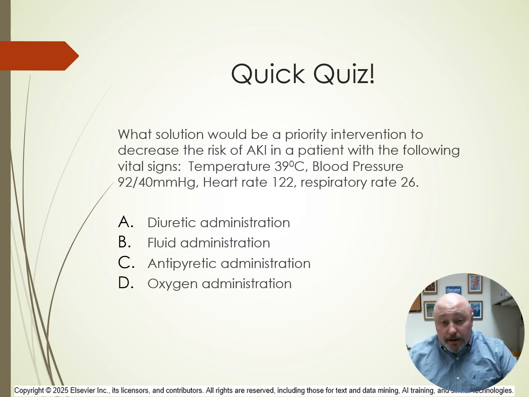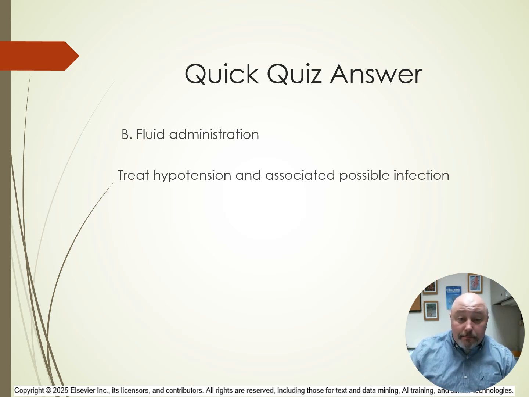What solution would be a priority intervention to decrease the risk of AKI in a patient with the following vital signs: a temperature of 39 degrees Celsius, a blood pressure of 92 over 40, a heart rate of 122, and a respiratory rate of 26? Would that be A, diuretic administration, B, fluid administration, C, antipyretic administration, or D, oxygen administration? The answer is going to be B, fluid administration, to treat the hypotension as well as the associated possible infection.